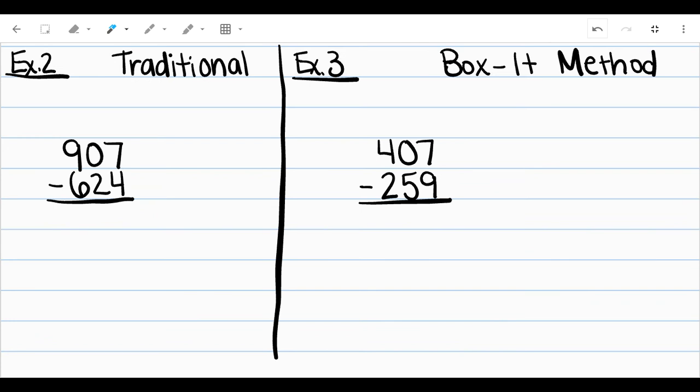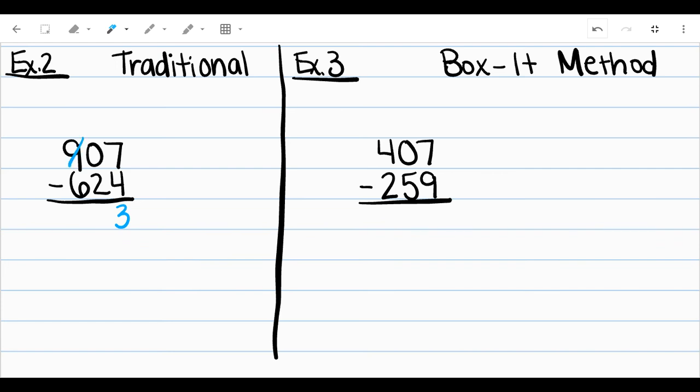So for example 2, we're going to use the traditional way. So if I look at 7 minus 4, I can do that. So 7 minus 4 equals 3. And now I have to go to my tens place. I have 0 minus 2. And 0 minus 2 we can't do because there's more on the floor, so we have to go next door.